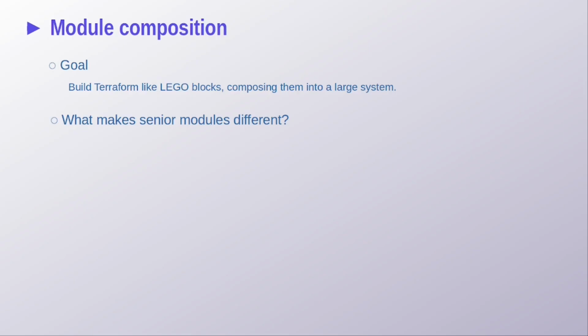Module composition. The goal: senior engineers build Terraform like Lego blocks. Small pieces, clear purpose, easy to connect. Junior modules and senior modules. Junior modules try to solve everything, with too many variables, hard to understand. Senior modules do one thing well, opinionated, easy to read.